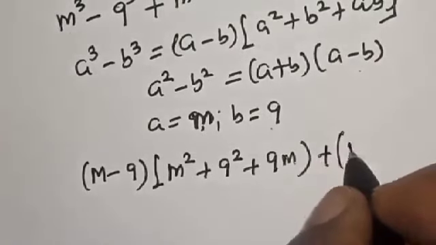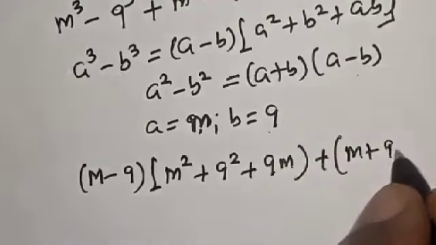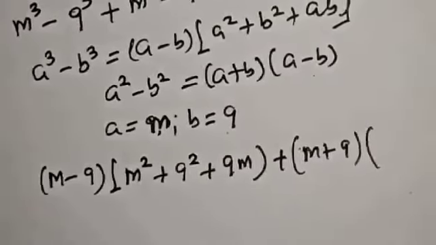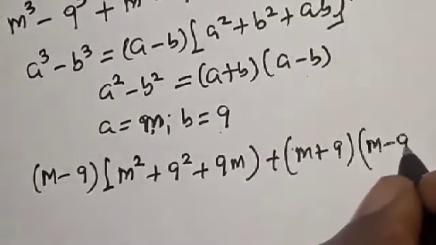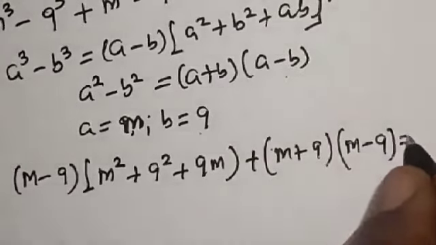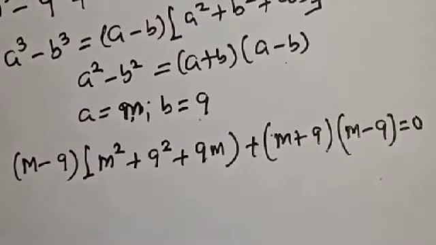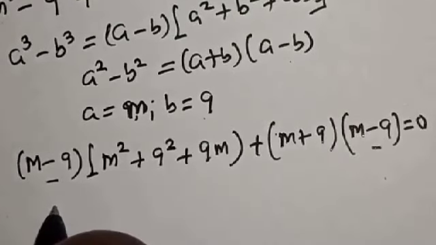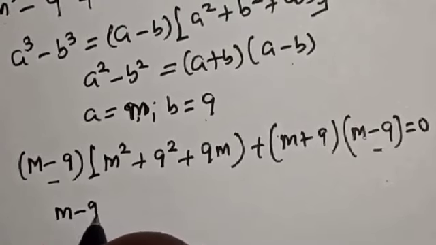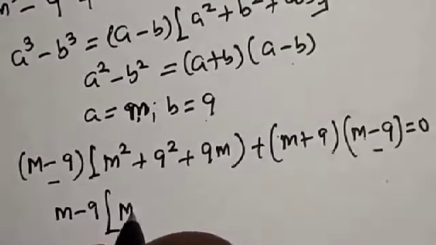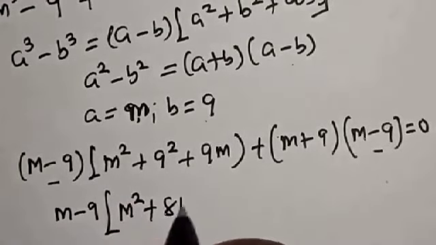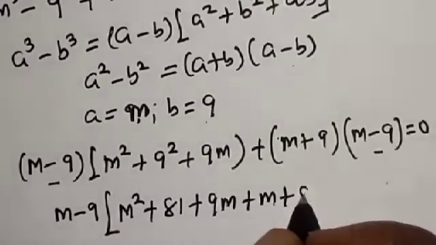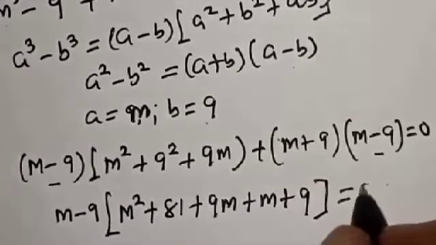plus (m plus 9) multiplied by (m minus 9), everything is equal to 0. Now we have m minus 9 here and m minus 9 here. Let's bring it out. (m minus 9) into (m squared plus 9 squared, which is 81, plus 9m, then plus m plus 9) is equal to 0.